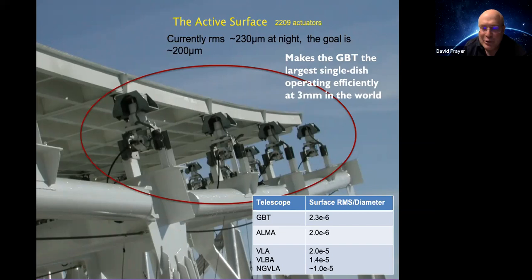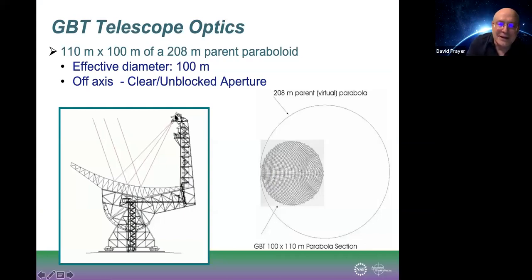In terms of the optics, if you looked at it this way, the main reflector, we can have a sub-reflector up here. This is showing prime focus, where this is the prime focus feed that comes out.